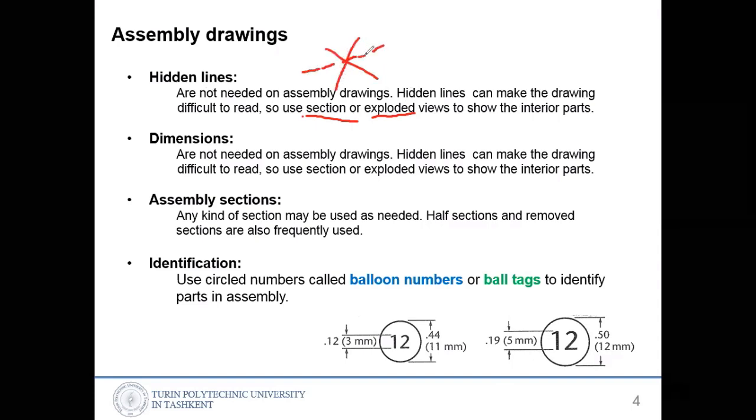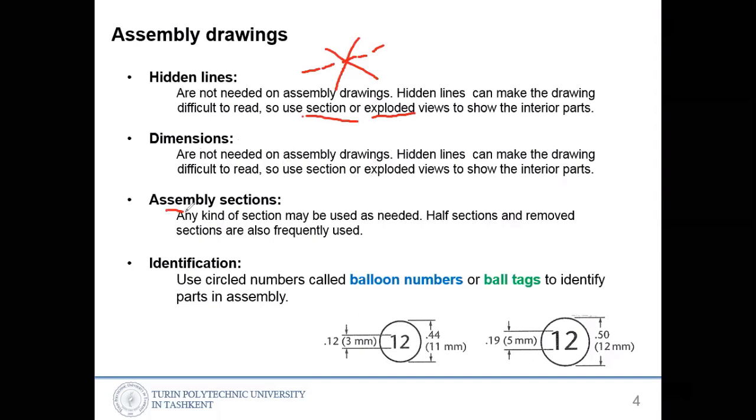So hidden lines are not allowed. And dimensions are not needed on an assembly drawing. Hidden lines can make the drawing difficult to read, and dimensions also can make it difficult to read. The dimensions are useless because we will have a different drawing for each part. So we don't need the dimensions inside the assembly drawing.